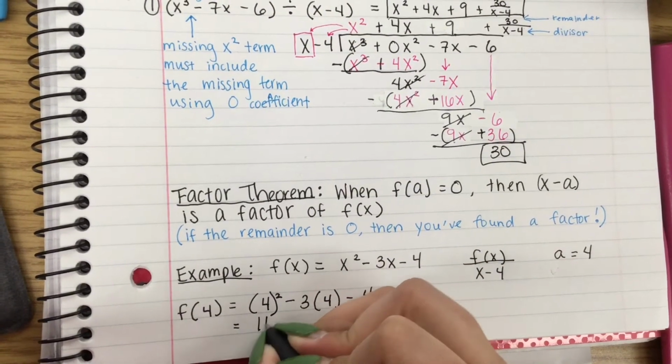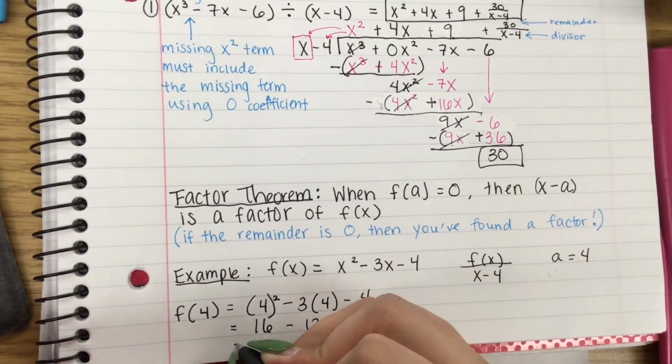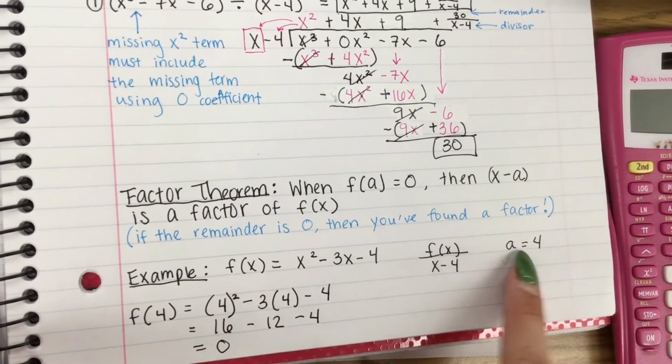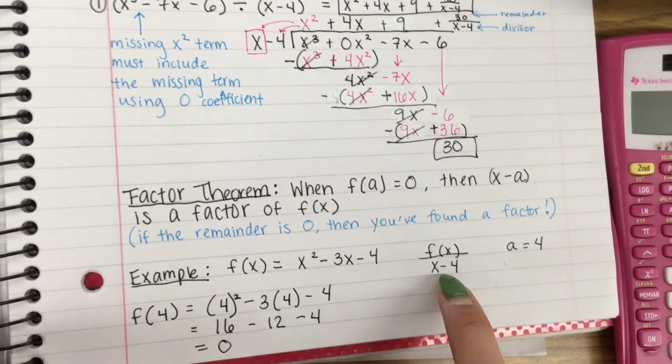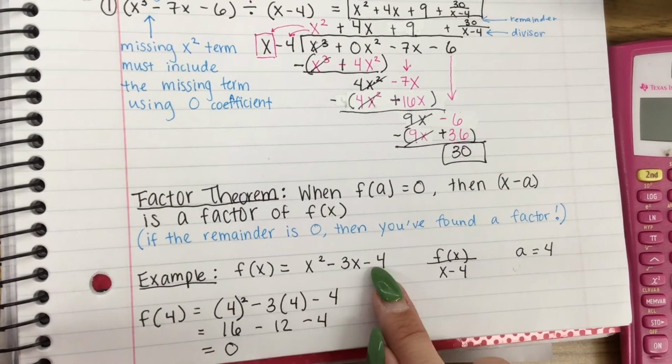So you want to just simplify this using PEMDAS, so exponents will come first, and then you can subtract that 16 minus 12, which is 4, and 4 minus 4, which is 0. So this is the remainder. Finding 0 as a remainder is a good thing. It means that this x minus 4 is a factor.